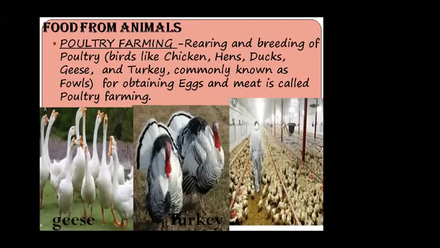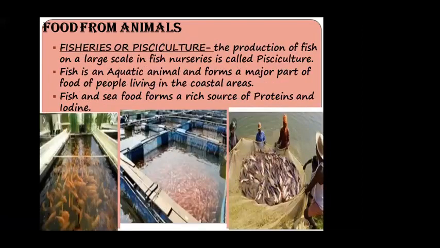Next is poultry farming. Rearing and breeding of poultry for obtaining eggs and meat is called poultry farming. Fisheries or pisciculture. The production of fish on a large scale in fish nurseries is called pisciculture. Fish is an aquatic animal and forms a major part of food of people living in the coastal areas. Fish and seafood form a rich source of proteins and iodine.